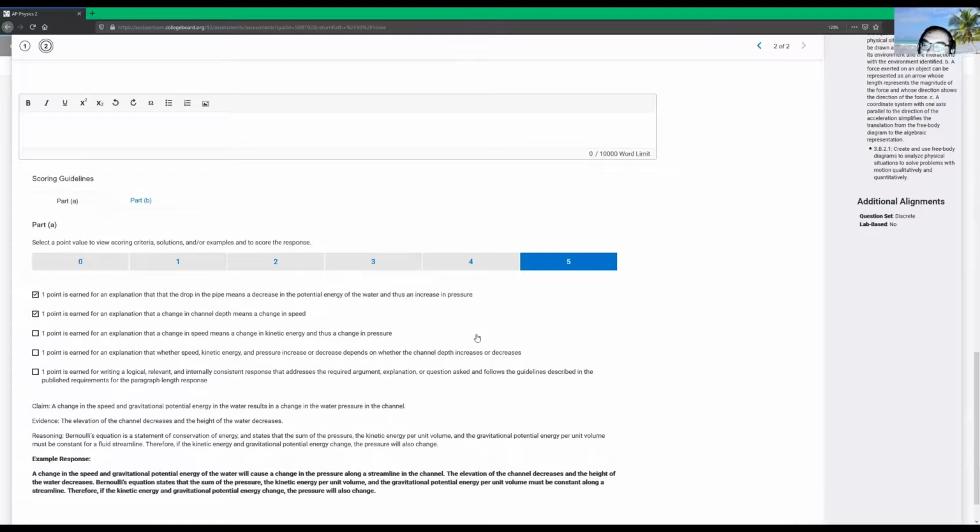Because these changes in the depth, like if it gets smaller, it should go faster. If it gets bigger, it should get slower because of mass continuity. 1 point is earned for an explanation that whether speed, kinetic energy, and pressure increase or decrease depends on whether the channel depth increases or decreases. So I kind of said this, but not really. I wasn't specific about the depth. But I was saying here that if the velocity gained is much bigger than expected, we should expect a decrease in pressure because the overall terms here need to balance out.